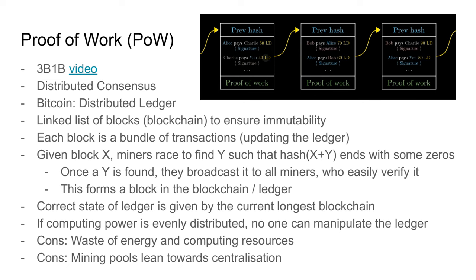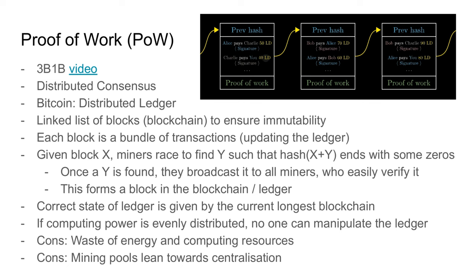So the blockchain would be updated one block at a time. And how you update one block is, if I have a block X, the Bitcoin miners, which is a lot of people, they'll all race and compete with each other to find a string Y such that hash of X plus Y ends with some zeros. And because the probability of finding such a Y is very low, and the hash function is a one-way function, right? You cannot easily undo the hash function. The only way these miners can find the Y is by brute force. And they require a lot of computing power to find this Y.